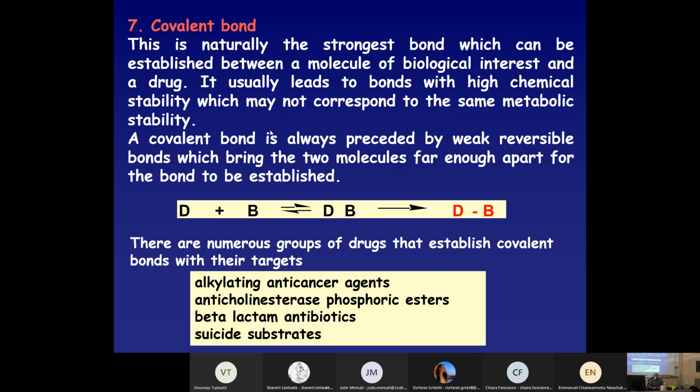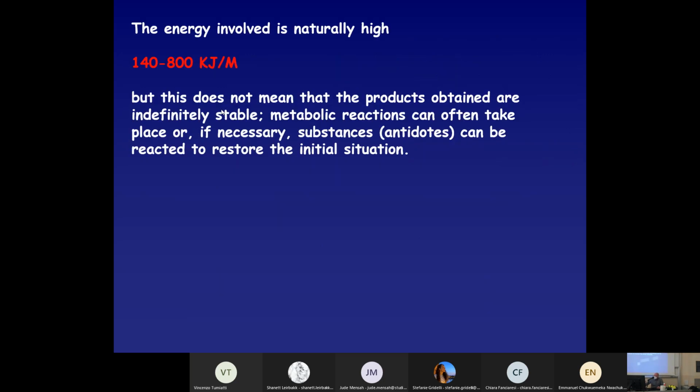Okay. Covalent bond, you already know this type is the strongest chemical bond. It's very difficult to break this type of bond because it requires a high energy. But normally, very few drugs act by this bond. Yes, there are some examples, but it's not so common. High energy, okay.